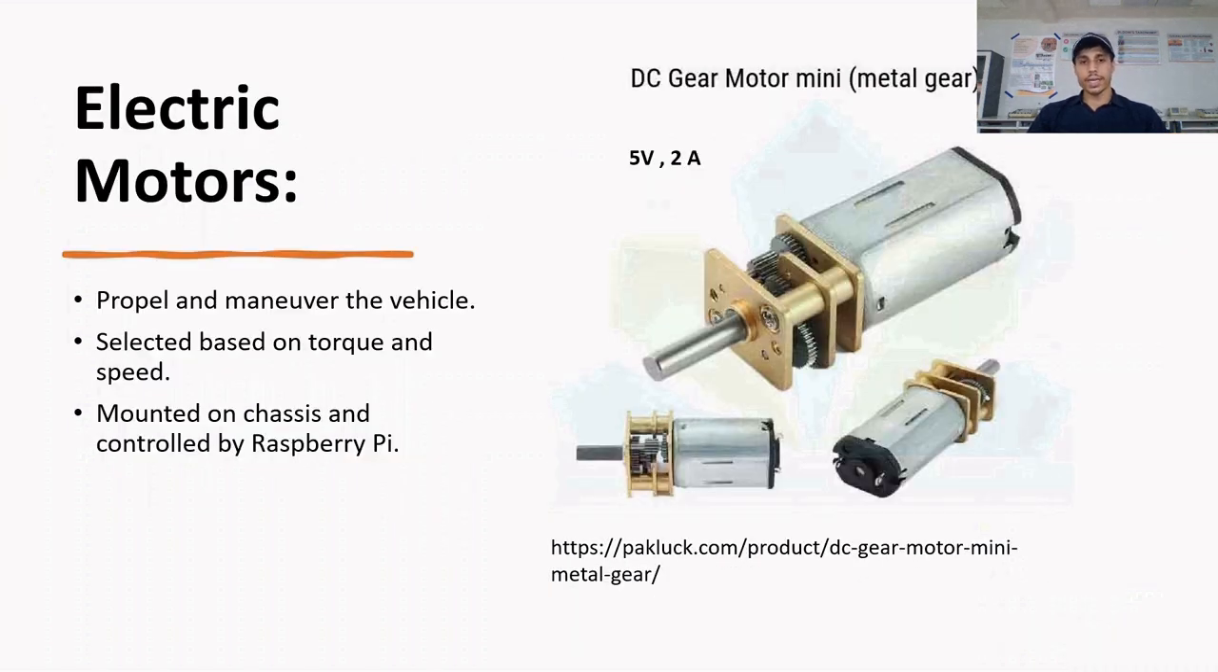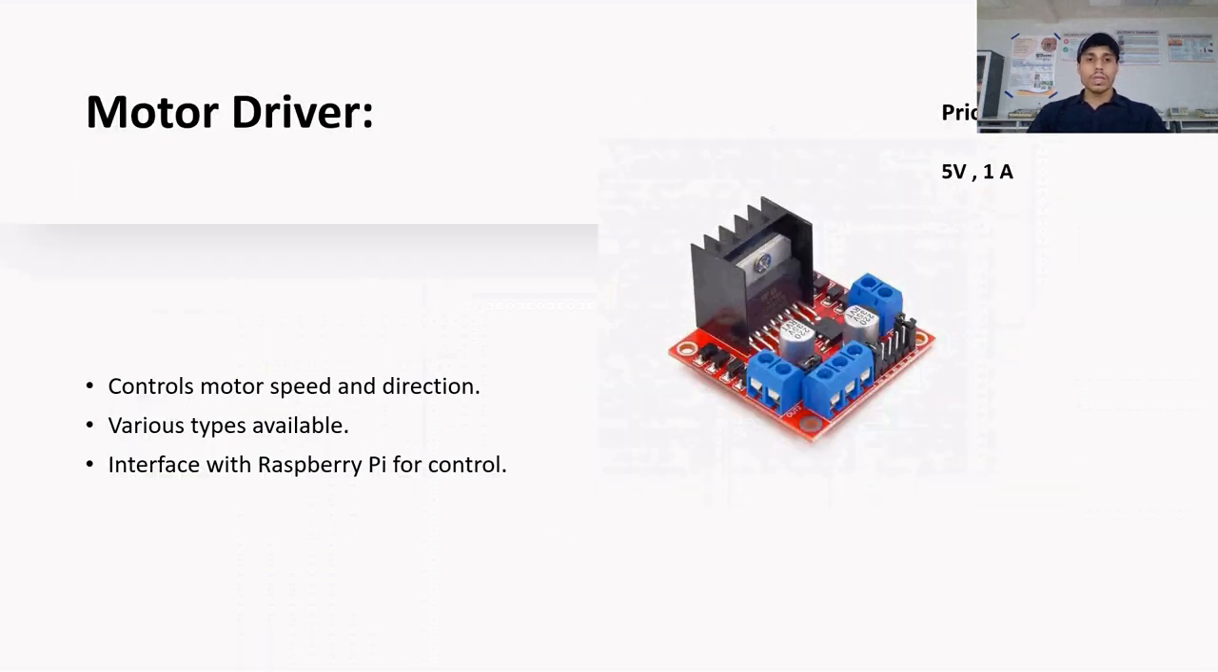Next are the electric motors. They are used for propulsion and steering. These motors are controlled by the Raspberry Pi through a motor driver. The motors enable precise control of the vehicle's movement. Next is the motor driver. This component controls the speed and direction of the motors based on commands from the Raspberry Pi. The motor driver ensures efficient power utilization to the motors, enabling smooth and controlled movements.